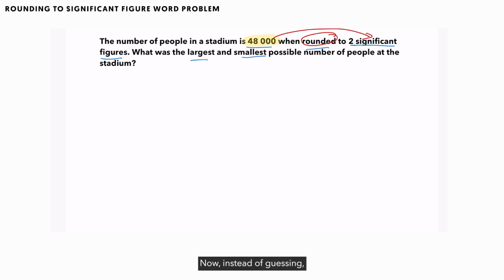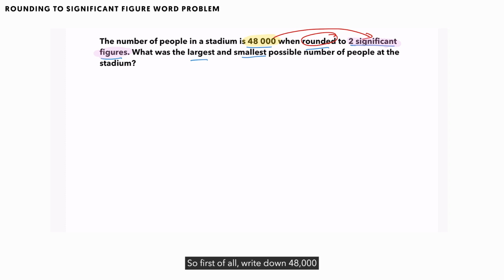Now, instead of guessing, the correct way to approach this question is to draw a number line. But before we can even draw a number line, a lot of students, when they look at this information, two significant figures, they get stuck. They will tell me, teacher, I really don't know what to do. Teacher, if you give me rounded off to the nearest thousands, I know what to do. But 2SF, I'm not sure. So I'm going to show you the secret to unlocking such questions.